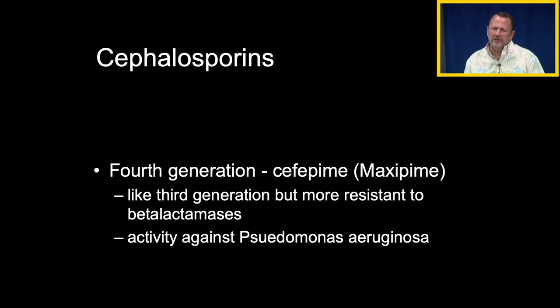The fourth-generation cephalosporins and the extended cephalosporins: cefepime, which is Maxipime. It's like a third-generation cephalosporin, but it's going to be more resistant to beta-lactamase. And something that makes it a fourth-generation cephalosporin is that it's going to have more activity against something called Pseudomonas aeruginosa.